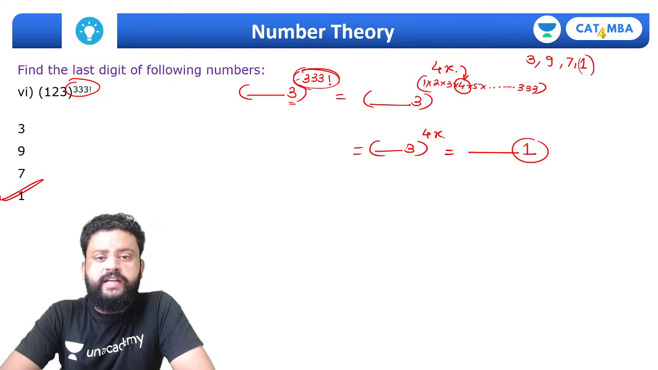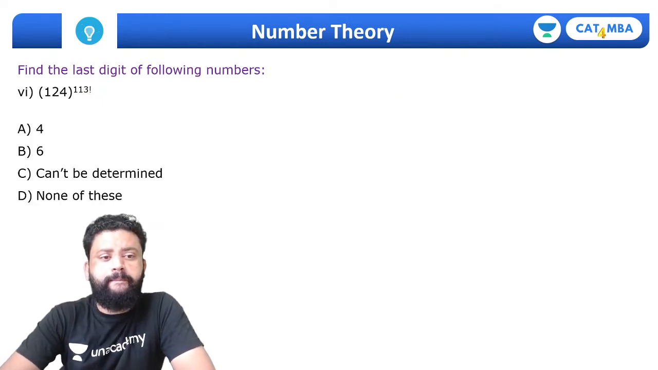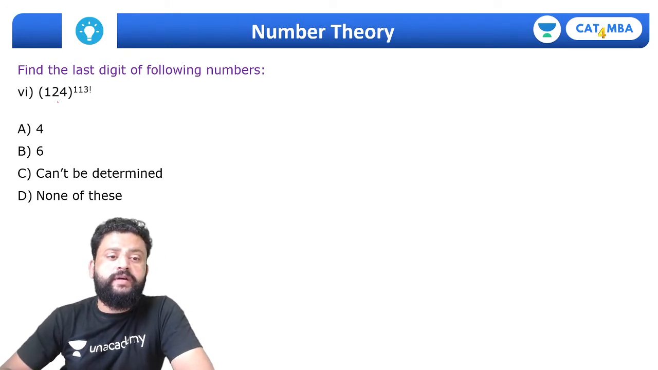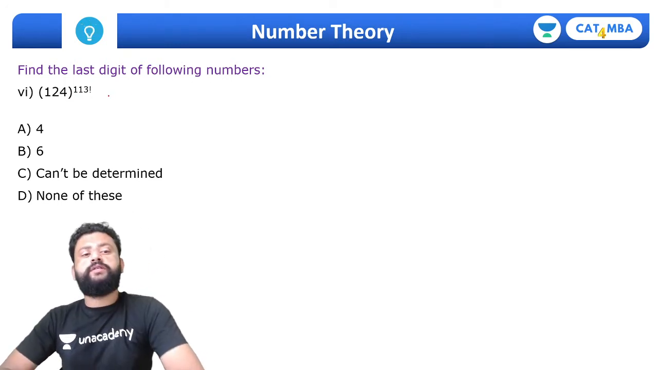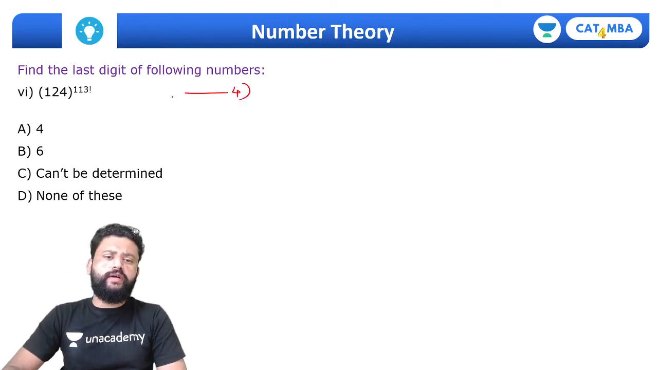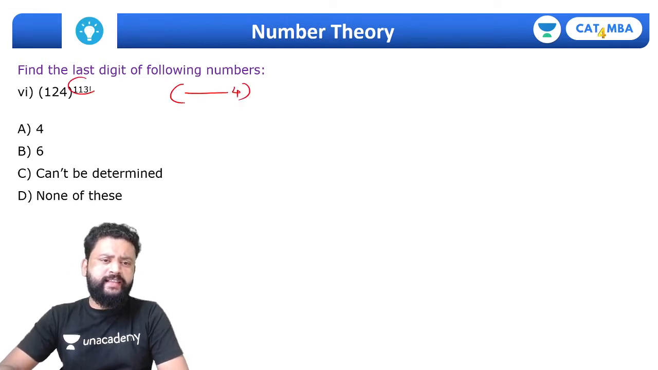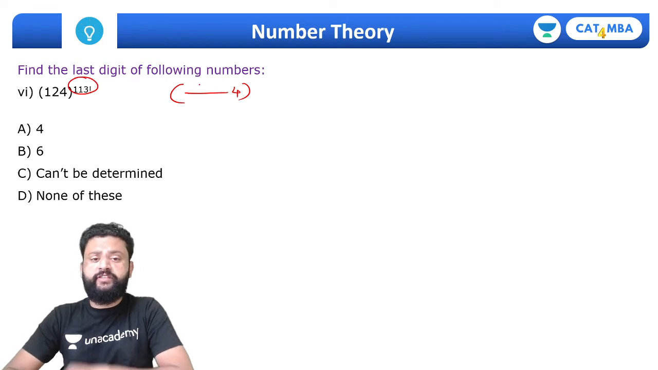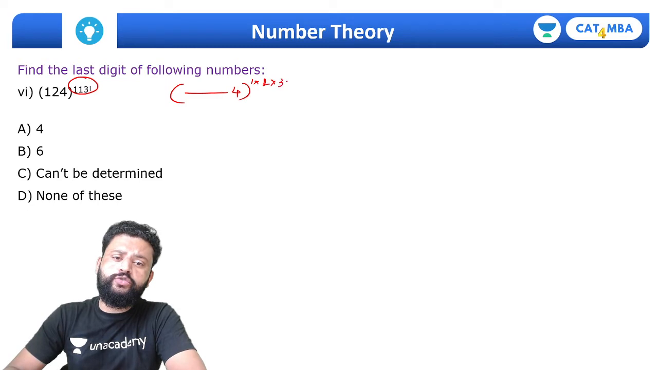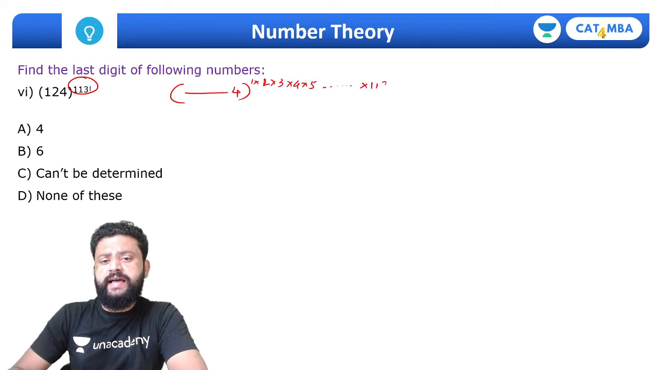Right. So let's move to the next thing. Find the last digit of the following numbers. 124 to the power 113 factorial. Again it's a multiple of 4, number ending with 4, and 113 factorial हमने अभी decide किया था. It is 1 into 2 into 3 into 4 into 5 into 6 and so on till 113, which will be a multiple of 4.